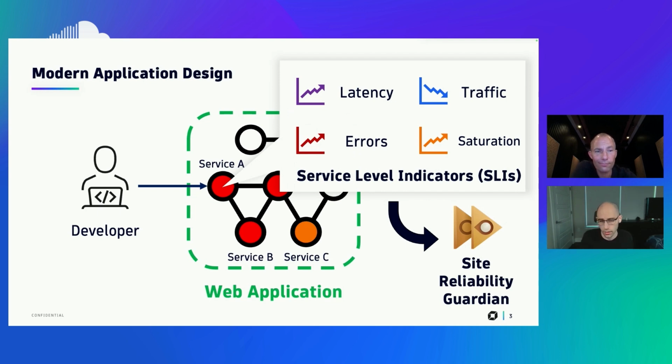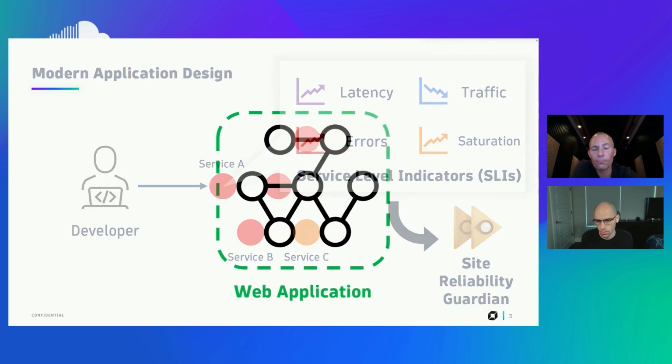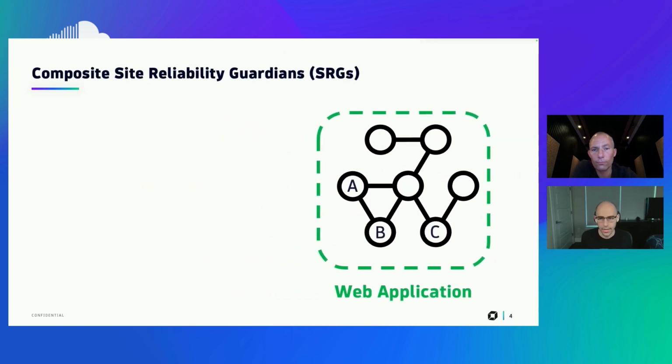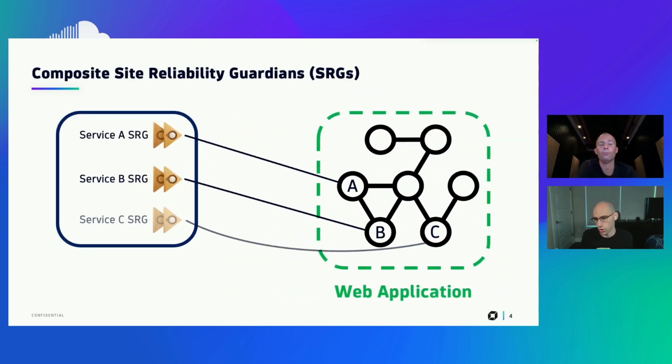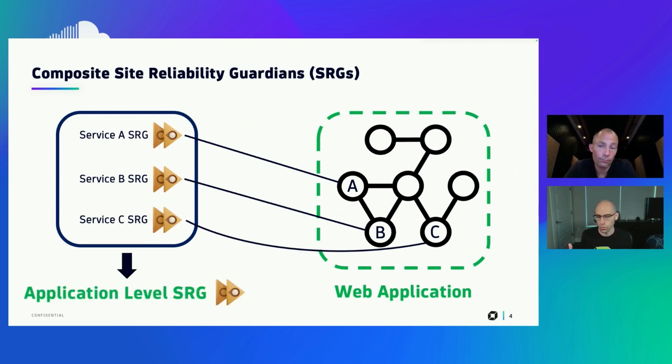Now, this is where things started to come together for me. Normally we would create an SRG for service A and we would create one for service B and service C. But like I was saying, that's not representative of the application. So what if we can take all of these SRGs that we suggest our customers set up and roll that up into what I'm calling an application level SRG?